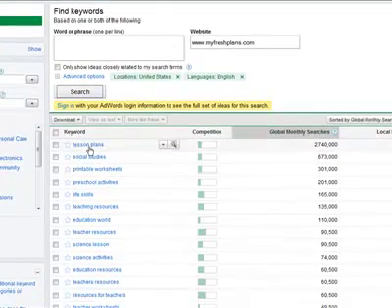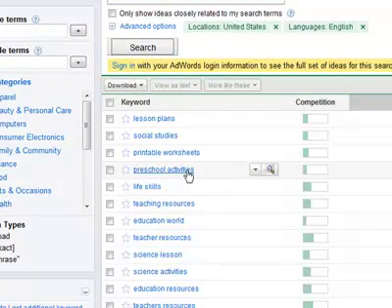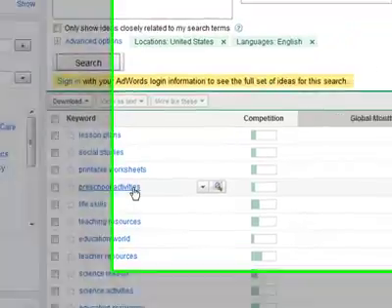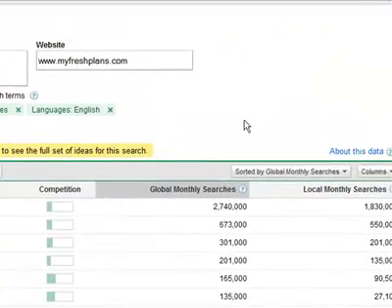We see lesson plans, social studies, printable worksheets, preschool activities. All of these are things that are reasonable for people to search with to find our website. So this tells us that our content is okay. We're not confusing the search engines. If we were seeing any surprises here, that would tell us that we needed to check our content and make sure that we were getting across what it is exactly that we do.